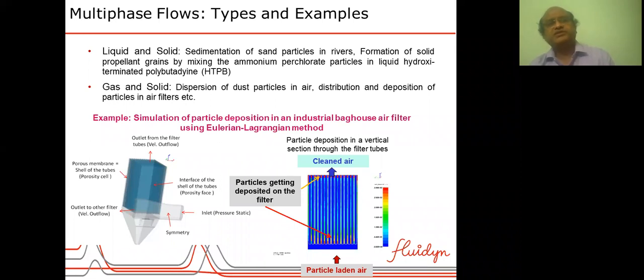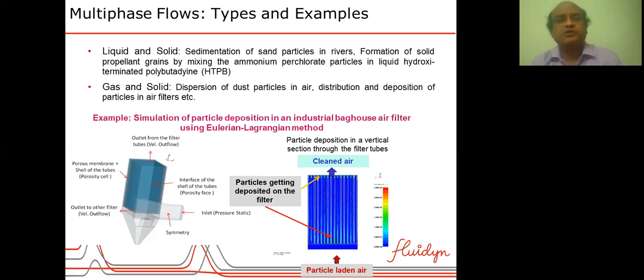Then there are gas and solid flows. The best example is dispersion of dust particles in air, which we are all familiar with. We are all familiar with dust particles and their flow in the air from the point of view of air pollution. And this picture here shows one of the studies we have done, which we will see later in detail.